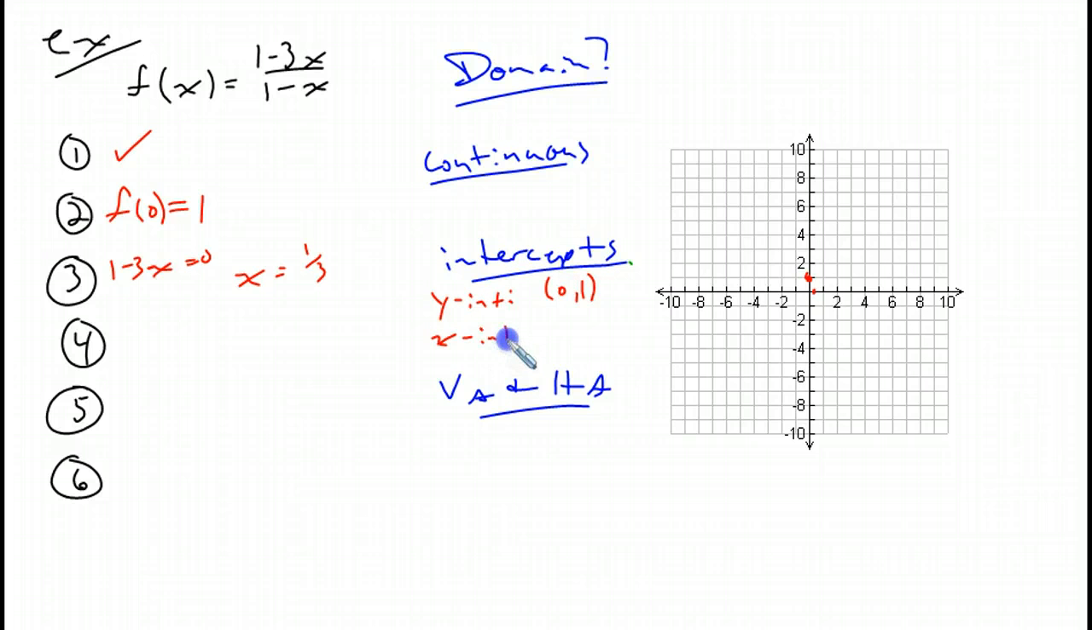X-intercept is 1/3, 0. Bueno. Step 4 is to find the zeros at the bottom. These are our vertical asymptotes. So the 0 on bottom, I have 1 minus x equals 0. So when I move over x, x equals 1. So my vertical asymptote, the thing that I cannot have, is at 1.